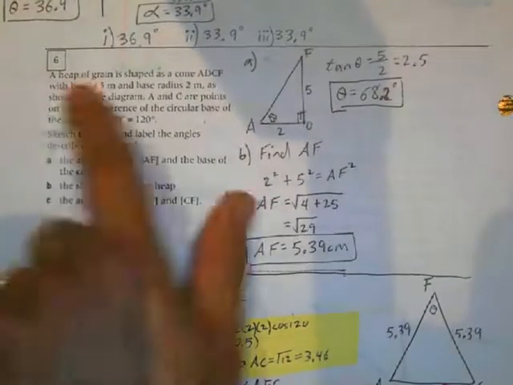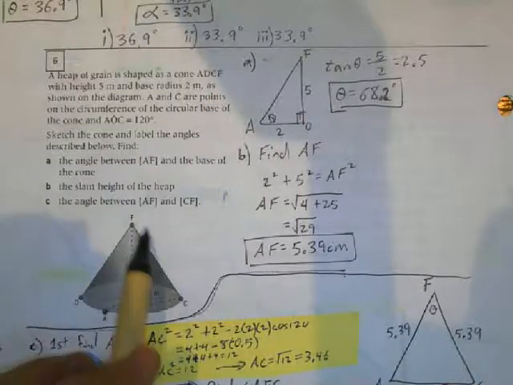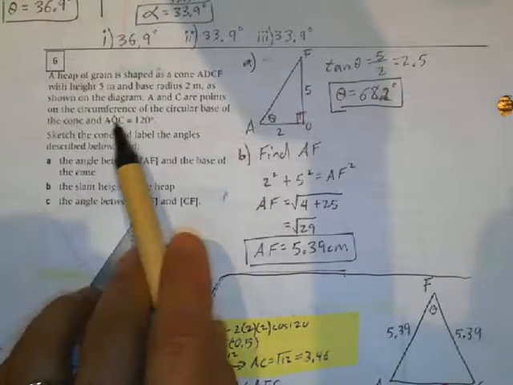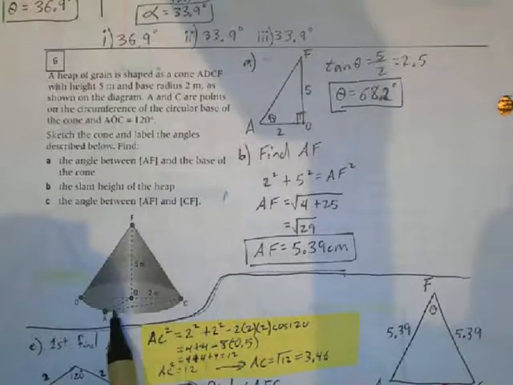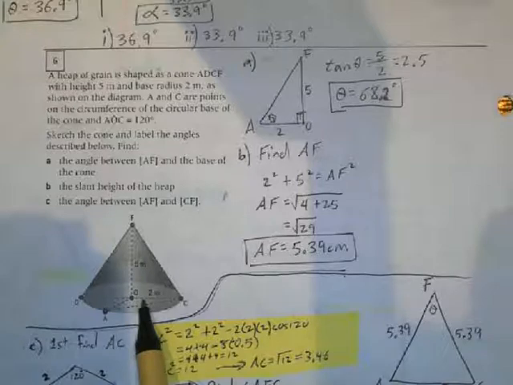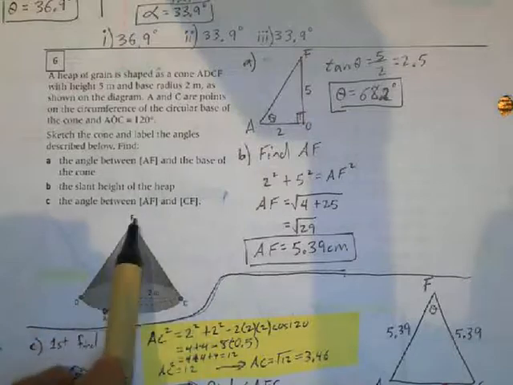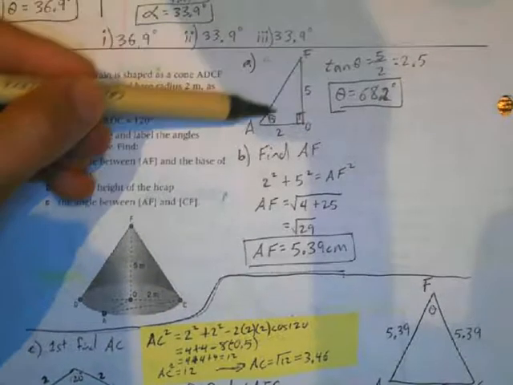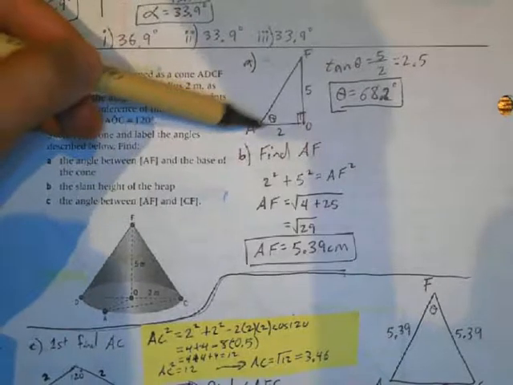Okay, now last part. We've got this cone here, and the height of the cone is 5, the radius of the cone is 2, and the angle between A, O, and C is 120. So what I'm going to do is use that information, and we want to find the angle between AF and the base here. So A to F and O is the angle we're trying to figure out at angle A.